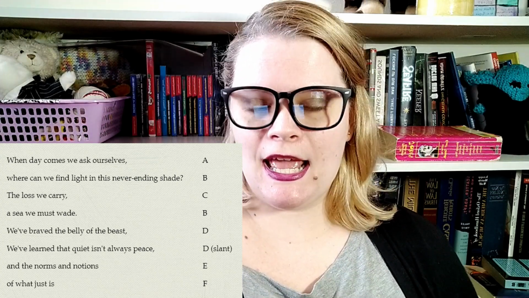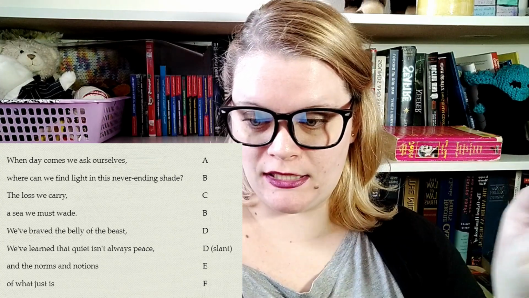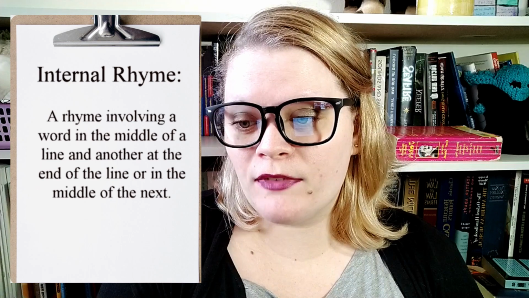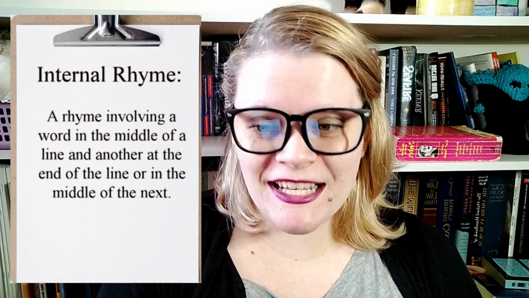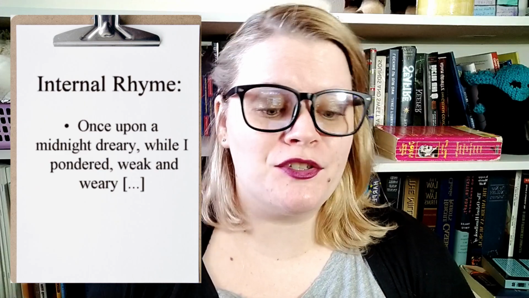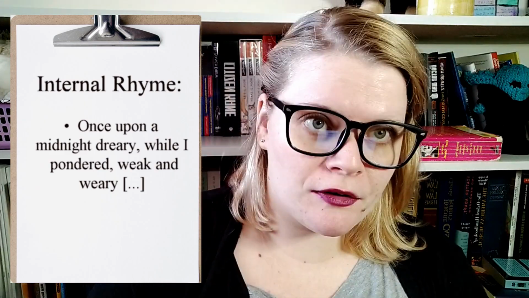Scheme is A, B, C, B, D, D, and D is a slant rhyme, E, F, F. We also have internal rhyme, which is a rhyme involving a word in the middle of the line and another at the end of the line or in the middle of the text. So it's tricky. Run DMC is an example of internal rhyme. Another example is The Raven by Edgar Allan Poe, which is "once upon a time a midnight dreary, while I pondered weak and weary." That's like within the line is a rhyme.